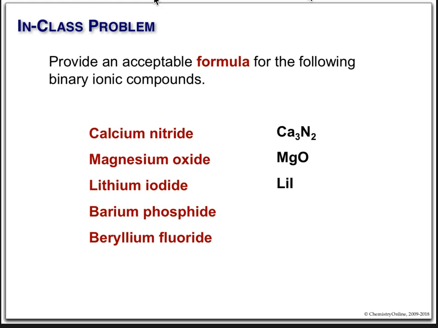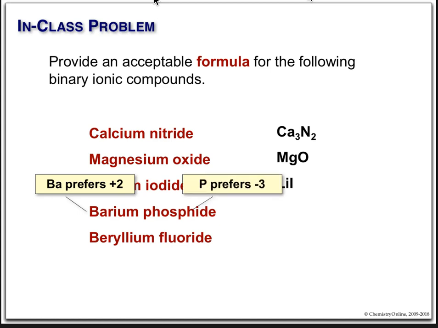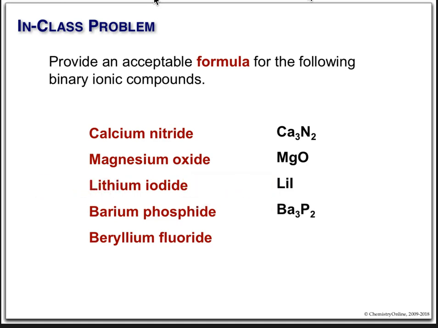Barium phosphide. Look at your periodic table. Barium is in our 2nd group, so it's a +2. Phosphorus is over here in the 5th, so it's going to need 3 electrons. It'll be a -3. Once again, +2 -3, crisscross, we need 3 bariums, 2 phosphorus, 6 positives, 6 negatives.